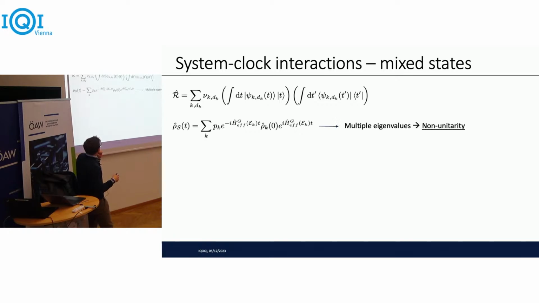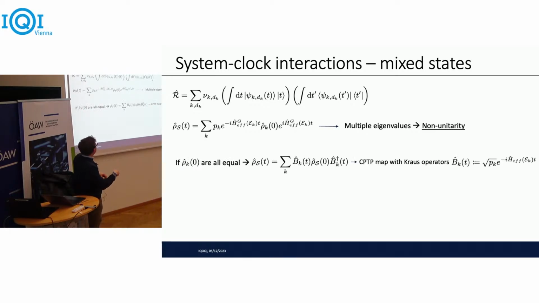So for example, if you have at least 2 k's, so if you have at least 2 energy eigenvalues, in general, we have non-unitarity. For a simple example where all these rho k's are equal at the beginning, we have this sort of evolution. This is just a CPTP map with Kraus operators here, which is good, it's trace preserving, but it's non-unitary. So we lose unitarity.